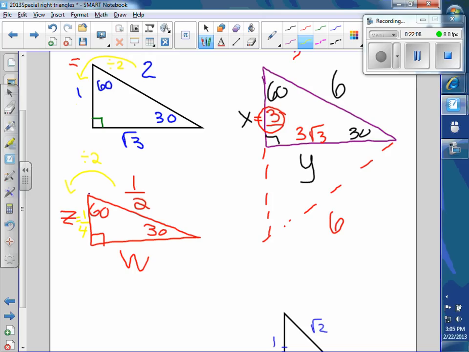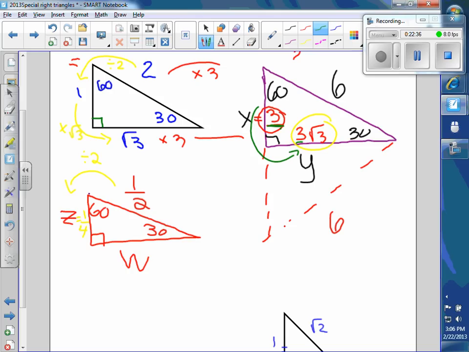And to get from here to here, we are multiplying by the square root of 3. Think about it. Over here, we actually multiply this way by 3 to get this, but if you look at the relationship from the short side to the long side, it's the short side 3 times the square root of 3.